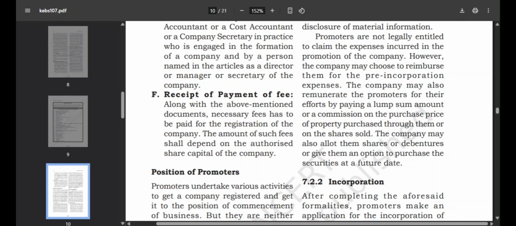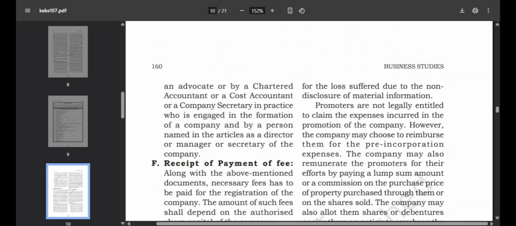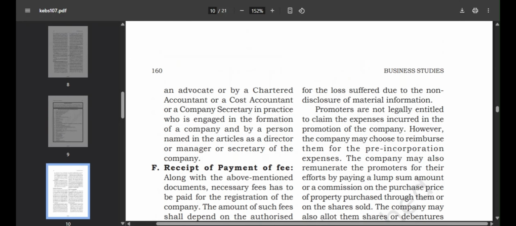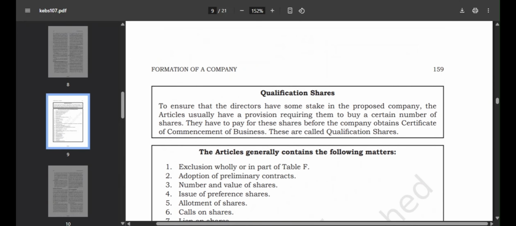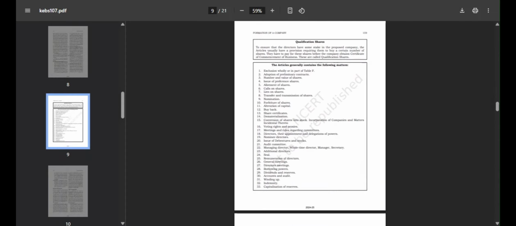This was the whole purpose of the topic, right? What was the topic? Documents required to be submitted for the registration of company. So necessary fees has to be paid for registration of company. The amount of fees shall depend on the authorized share capital of company. So how much share capital you have, according to that your fees is being determined. So with this we are done with documents required to be submitted.